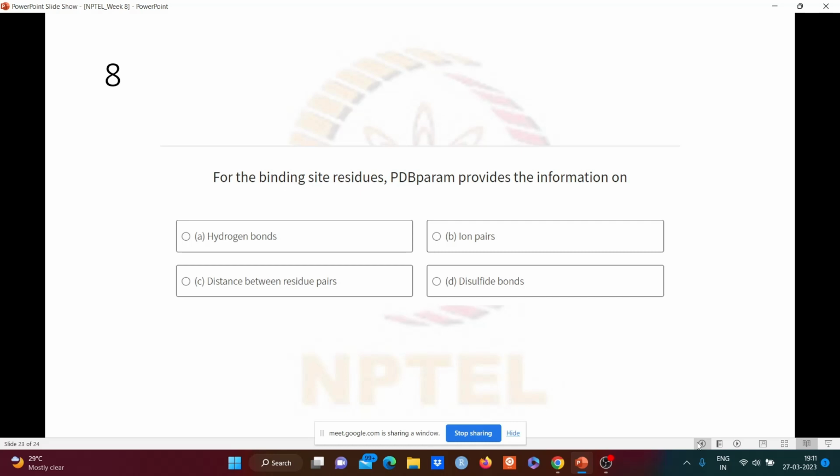Moving forward, for binding site residues, PDBparam provides the information on... yes, it is distance between residue pairs.